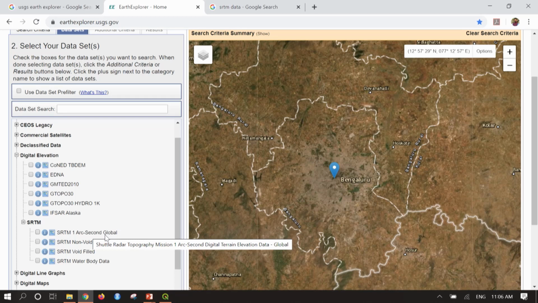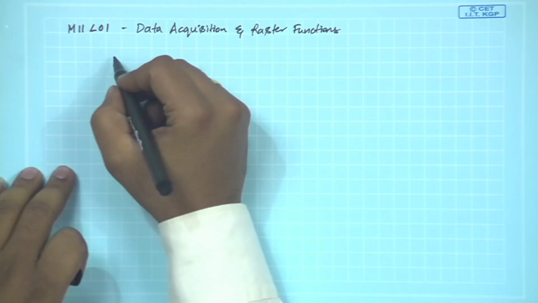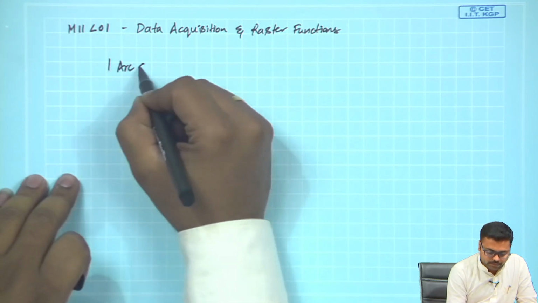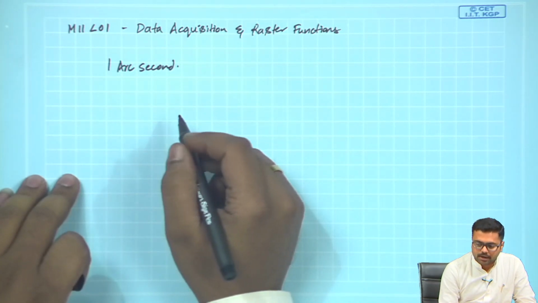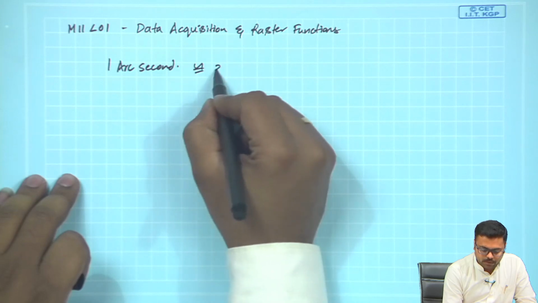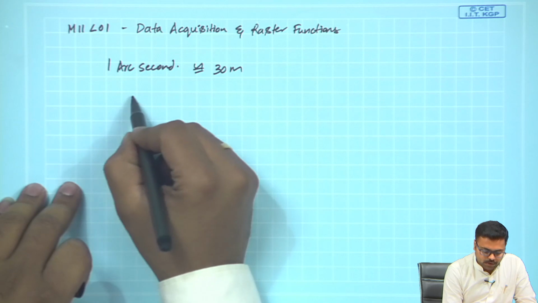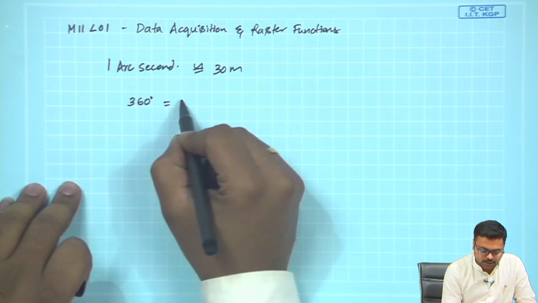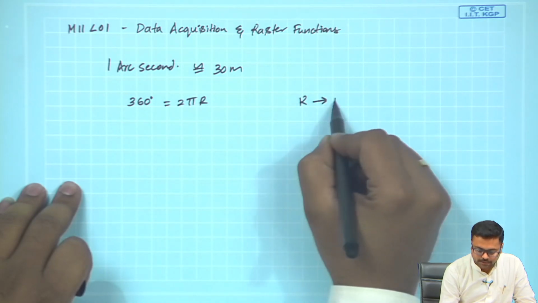Now if we can go to the board, here we can see the given data is 1 arc second. Okay, this is in seconds, degree, minute and second, is roughly equal to 30 meters. Now how do I get this? As we all know, Earth is a sphere that is 360 degree, that is given by 2 pi r, where r is radius of Earth.